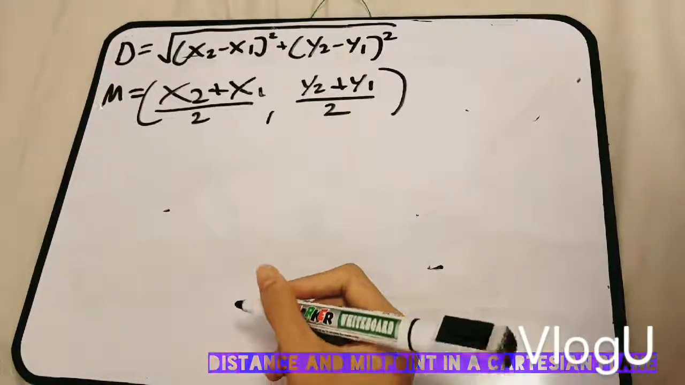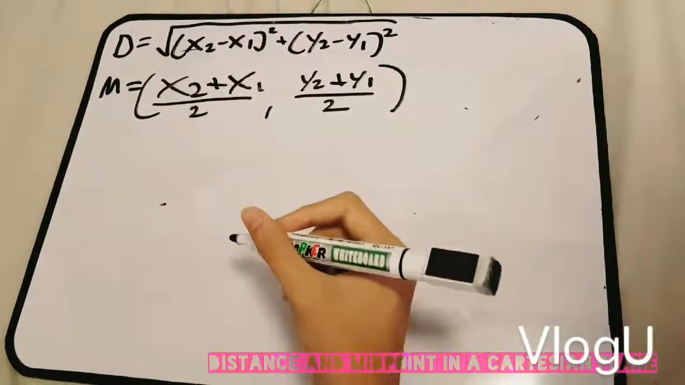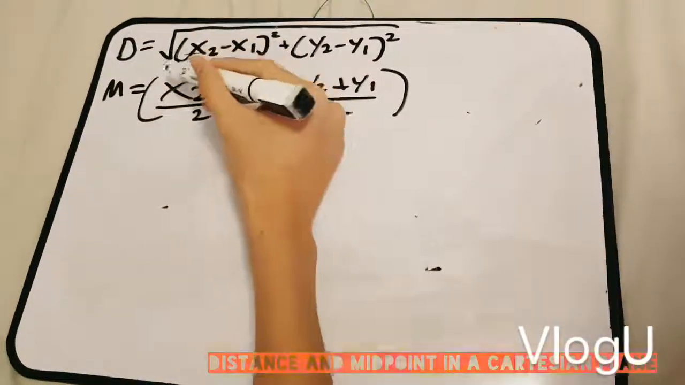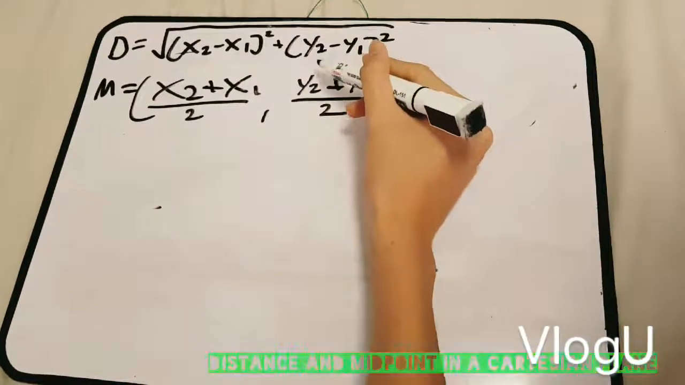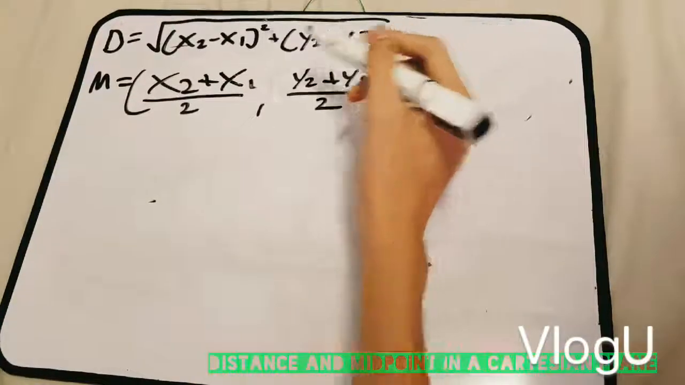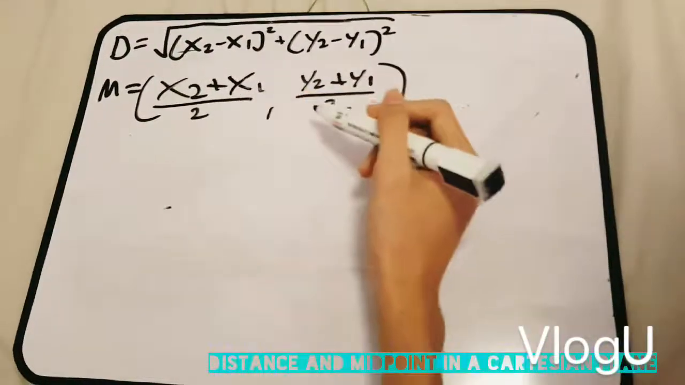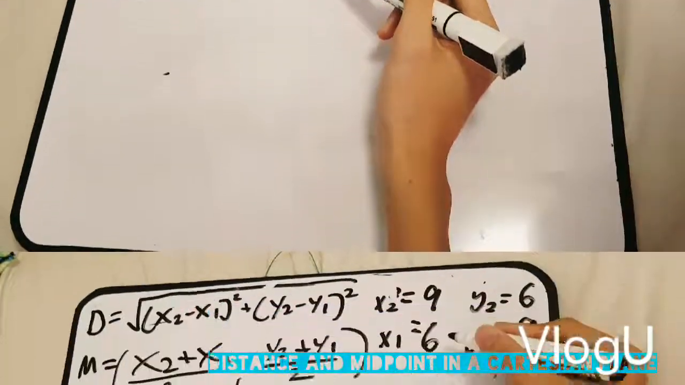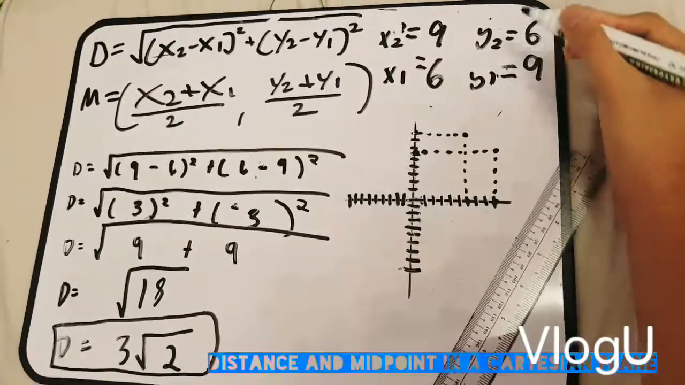For our next topic, we'll talk about the distance and midpoint in the Cartesian plane. The formula for distance is square root of x sub 2 minus x sub 1 squared plus y sub 2 minus y sub 1 squared. And for the midpoint, x sub 2 plus x sub 1 over 2 and y sub 2 plus y sub 1 over 2. X sub 1 is 6 and x sub 2 is 9. Then y sub 1 is 9 and y sub 2 is 6.